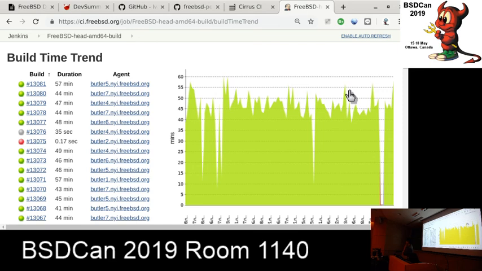Okay, we might look at this graph and say, "Oh crap! What happened? There's a regression." Two months ago, someone screwed something up, and our build time went to crap. But that's because it's outside of the workflow, outside of the process.